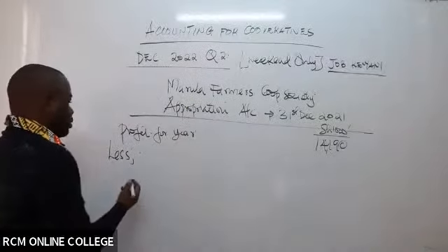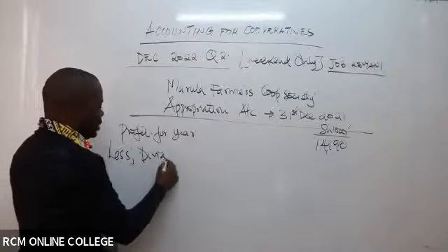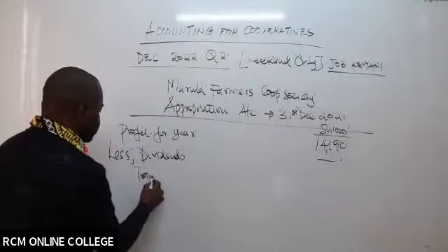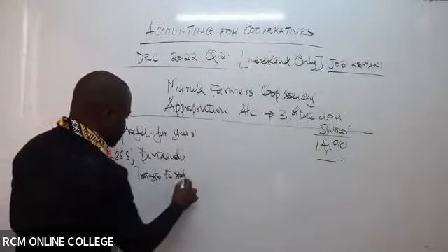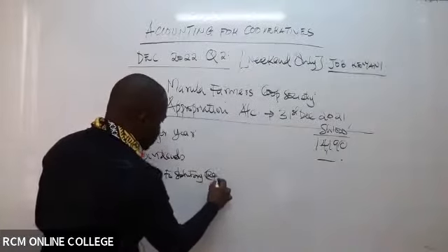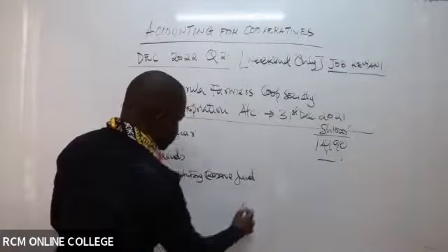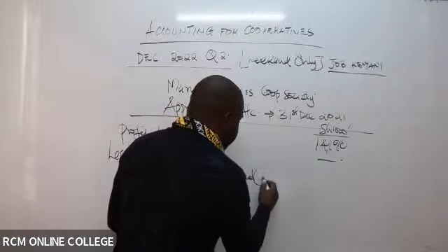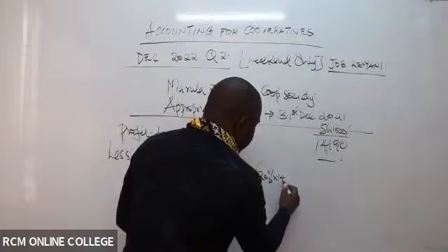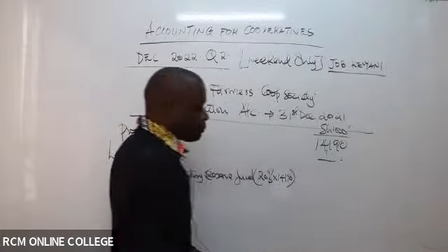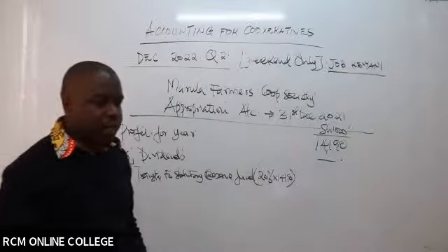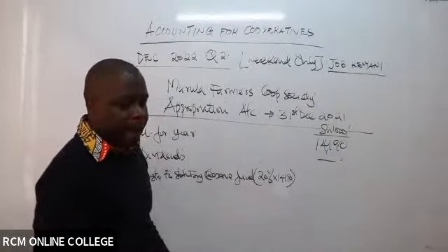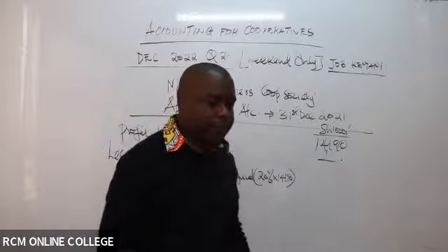So in case there were any dividends, you can less them, but in our question they are not there. But there is a transfer to statutory reserve fund, which will be 20% multiplied by 14,190. What do you get? 20% of 14,190, you get 2,838.